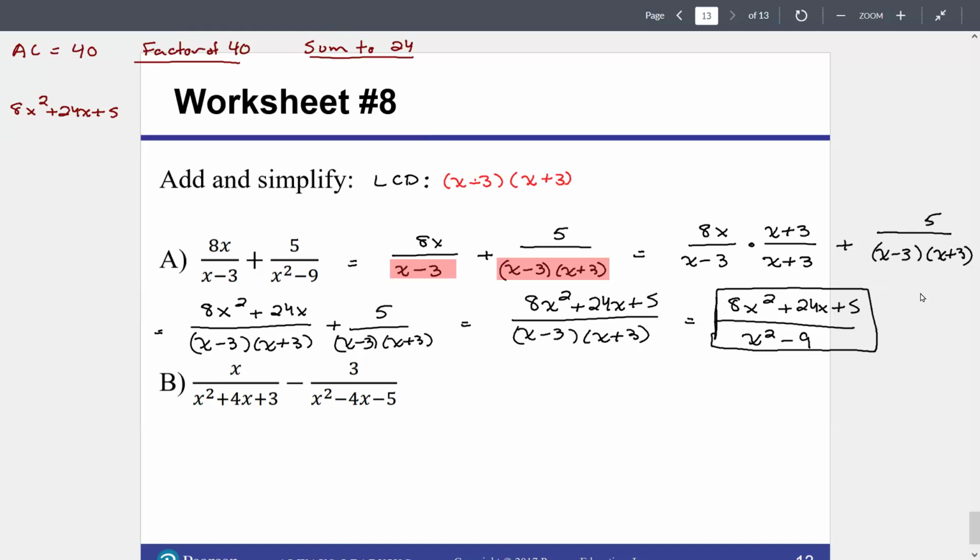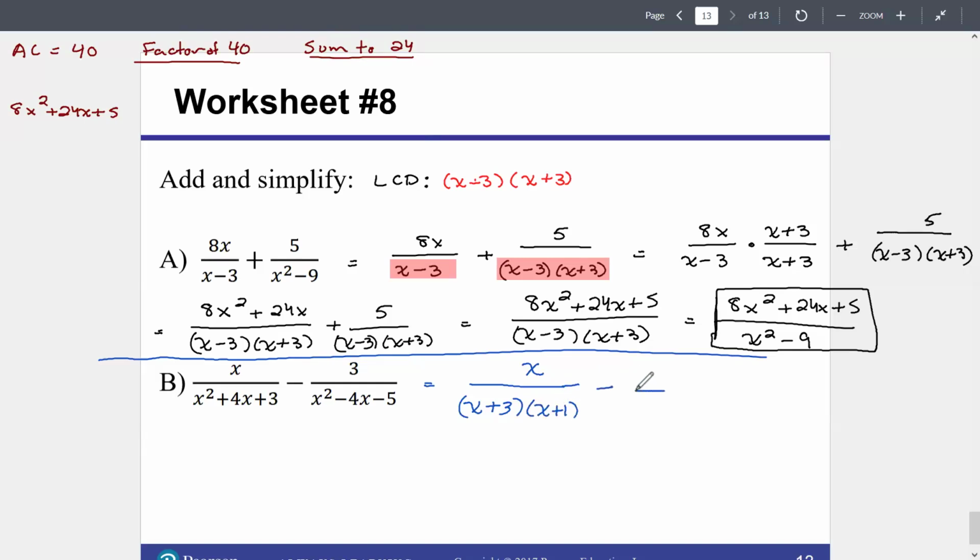Get a better contrasting color. So if we factor the denominators, we're going to have x over (x plus 3)(x plus 1). And then the other one, that's going to be 3 over (x minus 5)(x plus 1). So what we see here is that they both have a plus 1. This has an x plus 3, and this has an x minus 5.